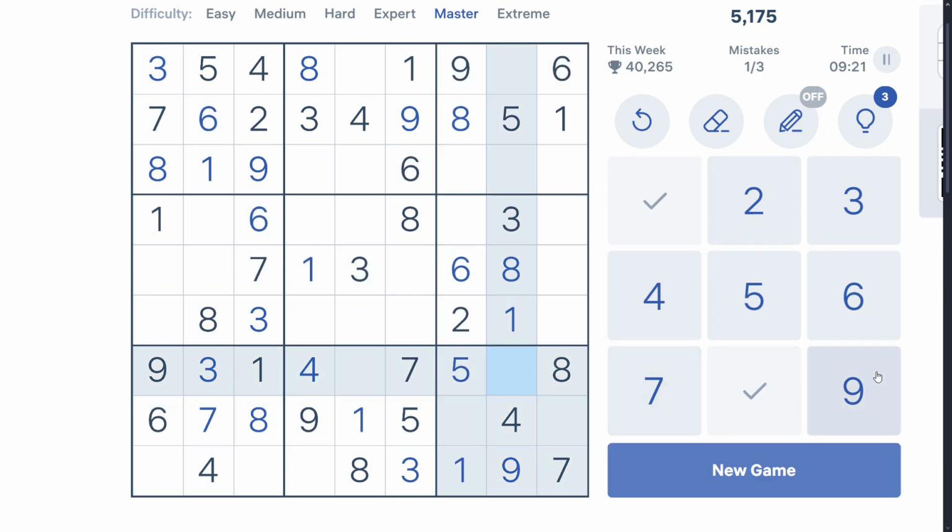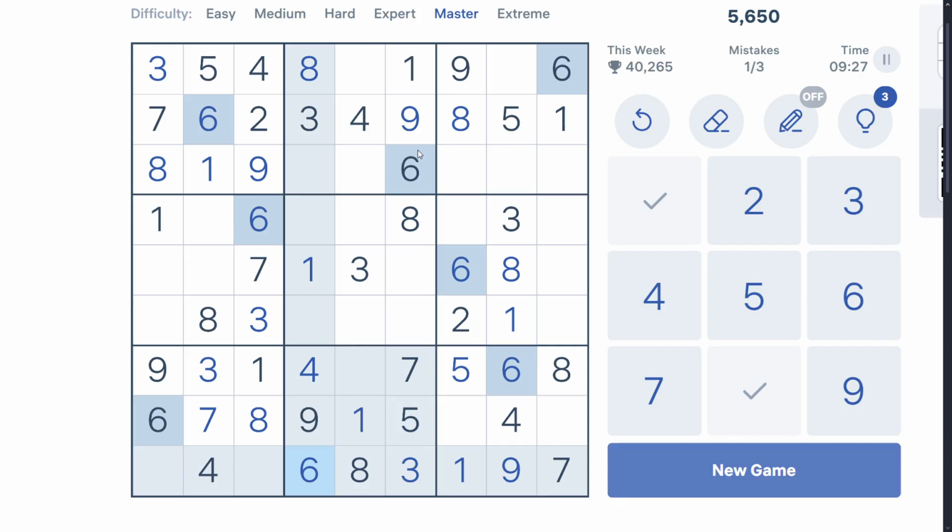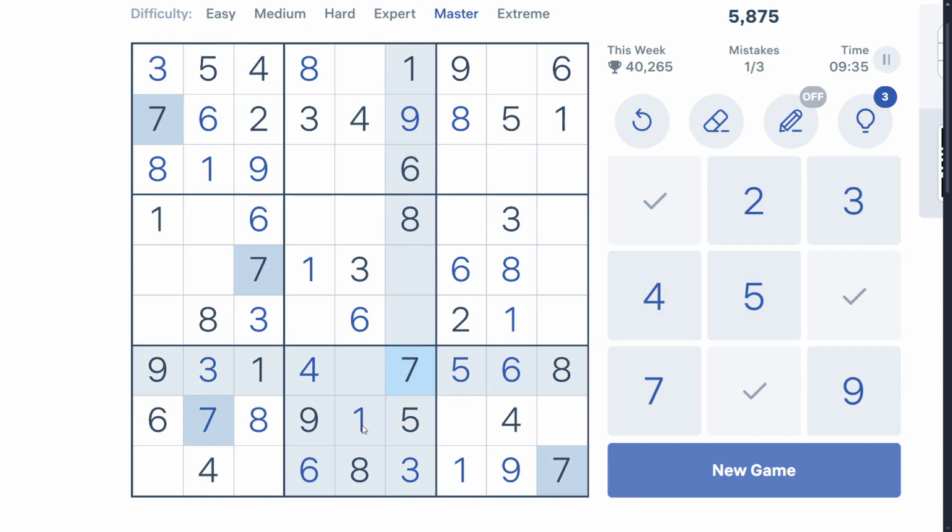So this blocks off these 2. This must be a 6. This blocks off, this must be a 6. And these 2 are blocked off. These 2 are blocked off. This is blocked off. This must be a 6, and that is our 6 done. Here we are missing a 2. This must be a 2.